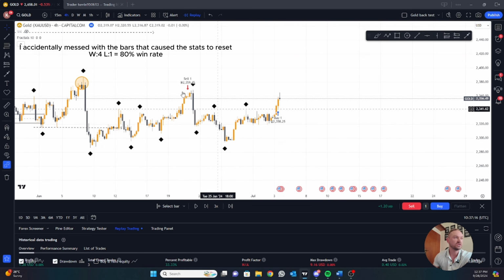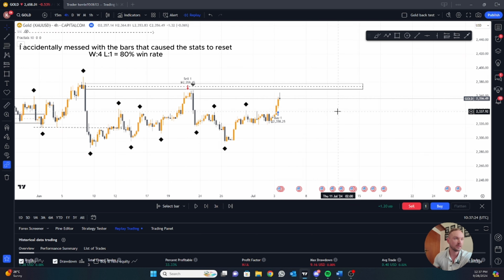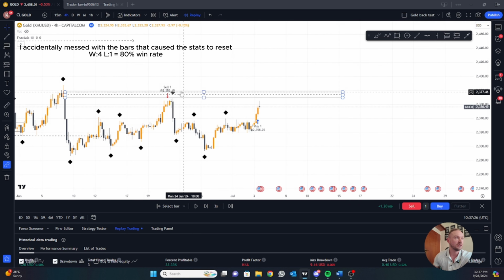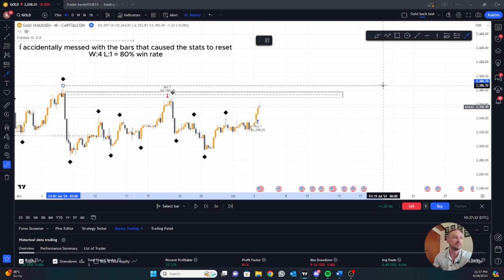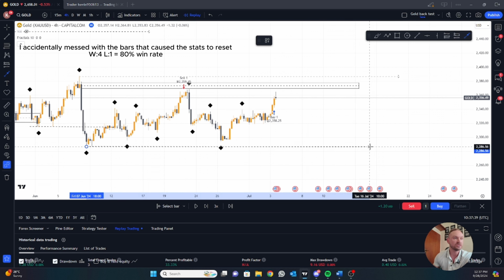Okay, so our new range to consider, we have an order block right here. And to get a clear break of structure, this would be our range right here. We need to break this low in order for me to look for sells again.